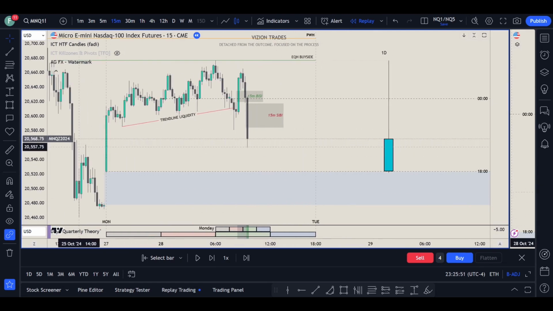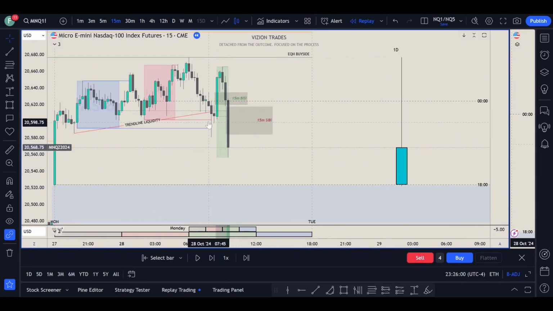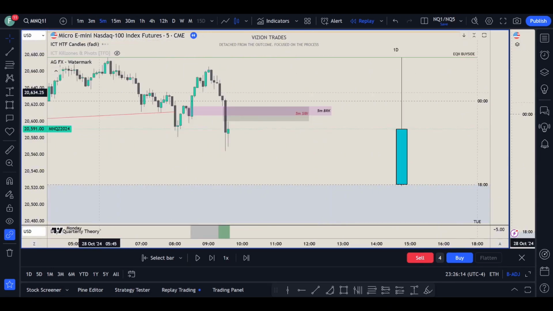Okay, if I put on the session times here, we can see price just inversed this 15-minute gap right here, and then obviously I marked this out already because I'm on replay, and we formed a 15-minute bearish fair value gap right here. Now let's go on the 5-minute. Let's see what we can see here.